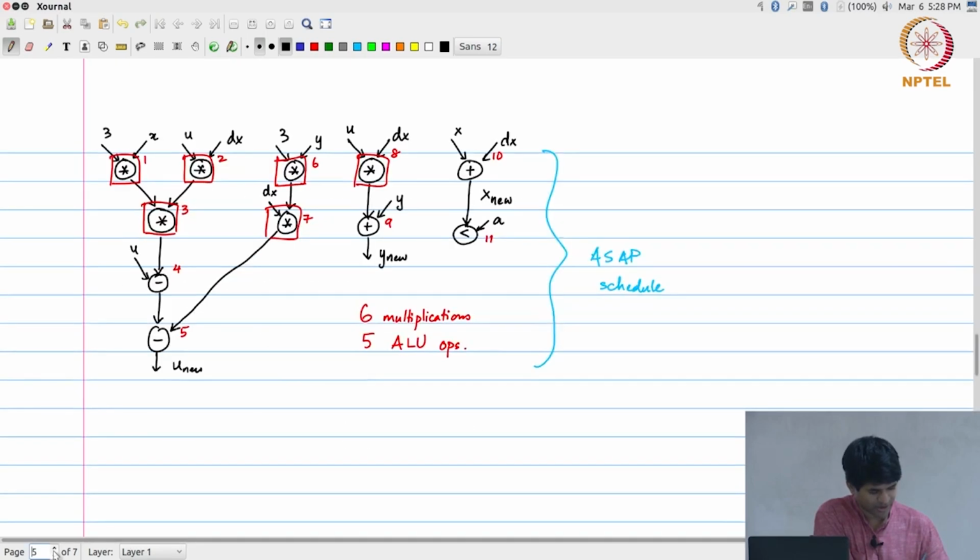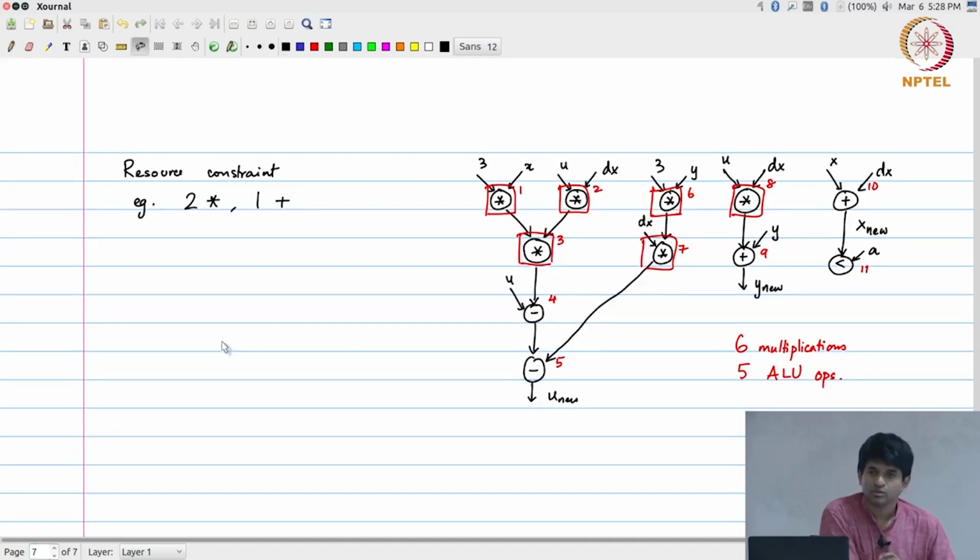How would I go about doing the scheduling? Let me just redraw that diagram over here. How would you make use of this and do a resource constrained scheduling? Can you give me an example of how you would go about trying this out and what you can see as the result?